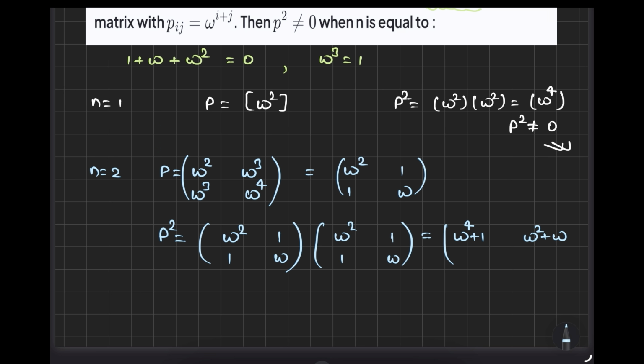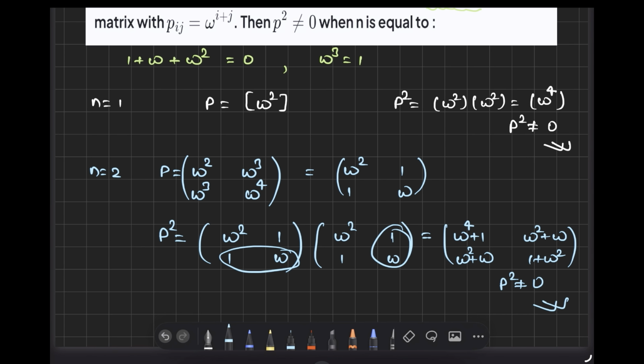Then we have this times this, so it is omega square plus omega. Then this with this, so it is 1 plus omega square, 1 plus omega square. This is also not equal to 0. P square is not equal to 0, which means it is okay. So n can be 1, n can be 2.